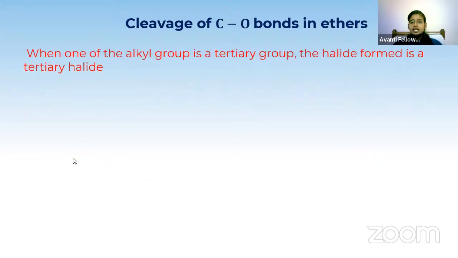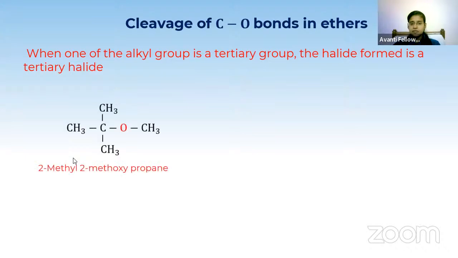When one of the alkyl groups is a tertiary group, the halide formed is a tertiary halide. This point is very important. We are going to do the same reaction, but the reactant I am going to take is different. You see here, this is an ether, and the name of this ether is 2-methyl-2-methoxypropane.